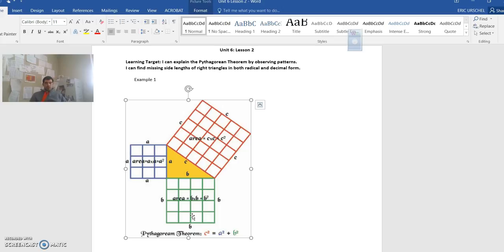Next time, guys, we're going to keep working more on these Pythagorean theorem concepts and practice them. Make sure you get this done, have it ready for me by next class.